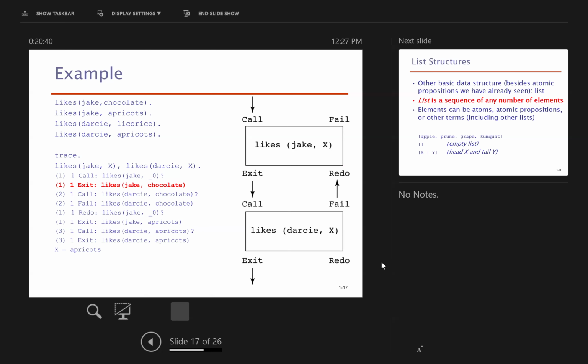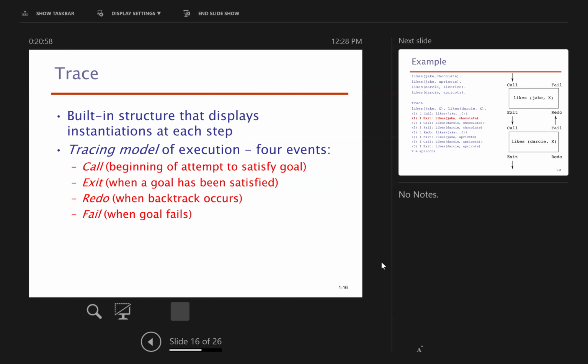Jake apricots. Yeah, so that's true. Exit, so it's true. So this can also exit, because Jake also has an apricot. Let's see, this one was a Daisy. Yeah, so Daisy has an apricot. So again, the whole thing I'm trying to say is, based on this, we can understand what a call is. Exit means, again, when we satisfy the goal.